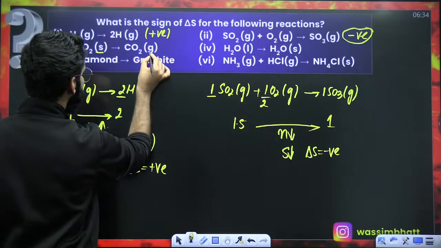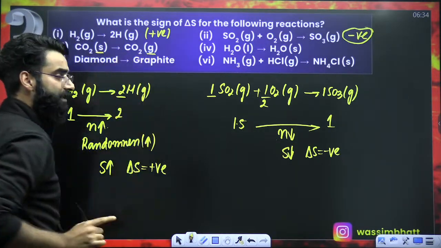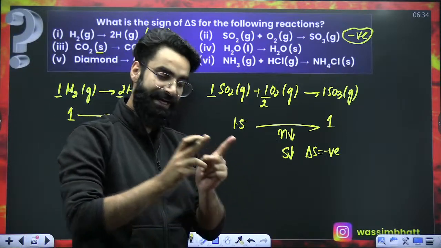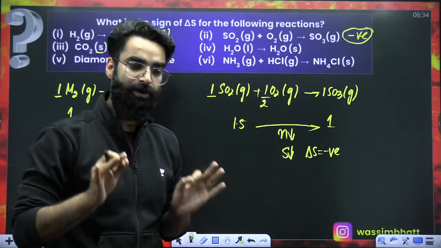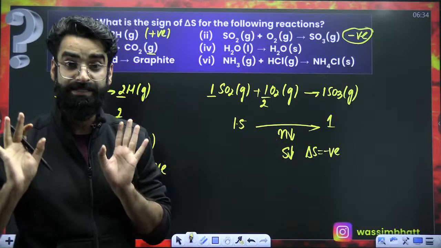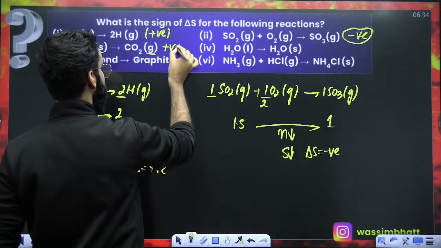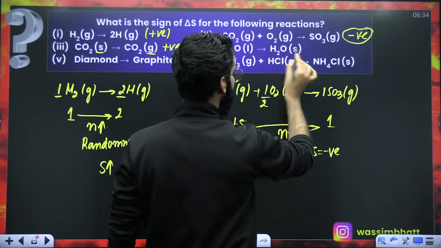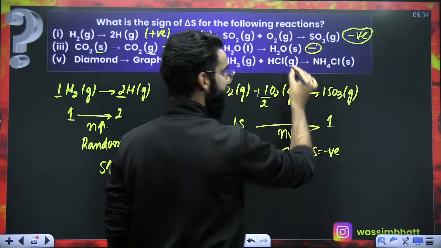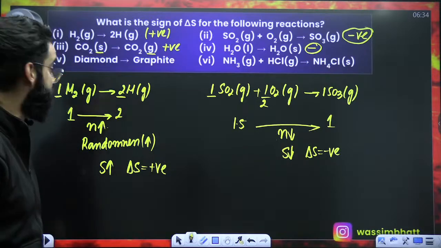Look at the third one. This is solid. This is gas. Solid is getting converted into gas. If solid is getting converted into gas, that automatically tells you that disorderness is increasing. If disorderness increases, entropy increases, delta S is positive, right? Liquid into solid, delta S is negative, entropy decreases, disorderness decreases.